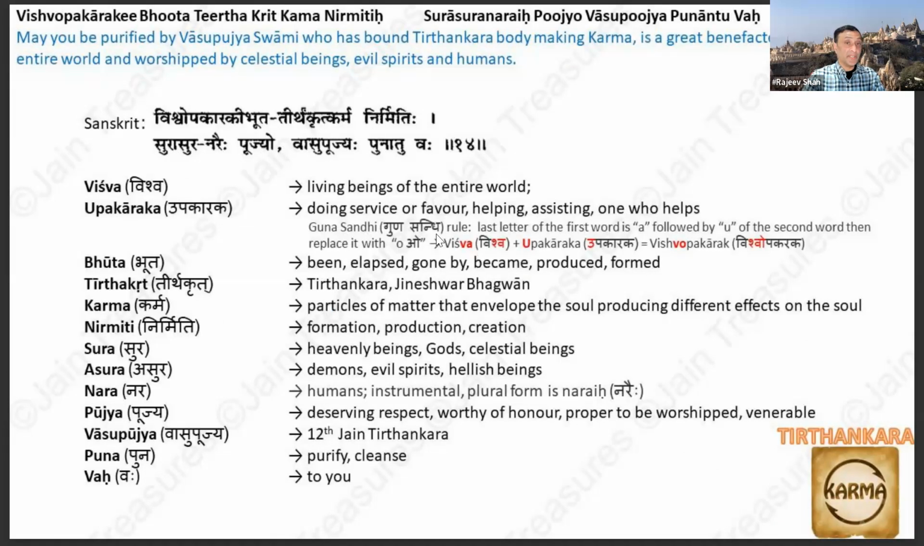And again, this is called a Gun Sandhi, which means that the last letter of the first word, which is Vishwa, ending in A, is followed by U of the second word, Upkar. So you want to combine these 2 words, Vishwa and Upkar. Therefore there's a rule called the Gun Sandhi: you remove the A and U and it is replaced with O. So this becomes Vishwopkar. Then it becomes Vishwopkarak. That's the reason why there's an O sound here. These are all the Sanskrit rules.